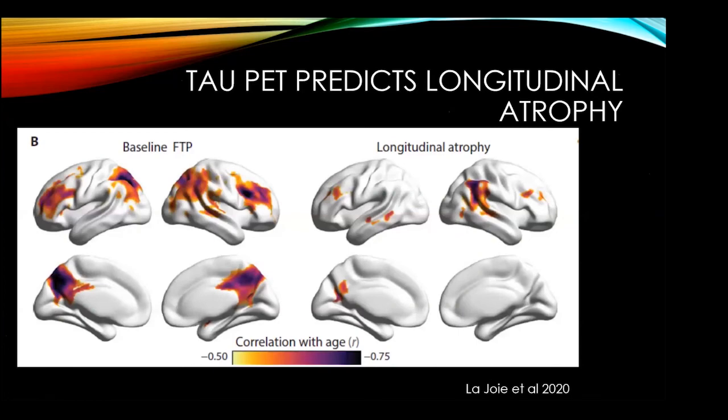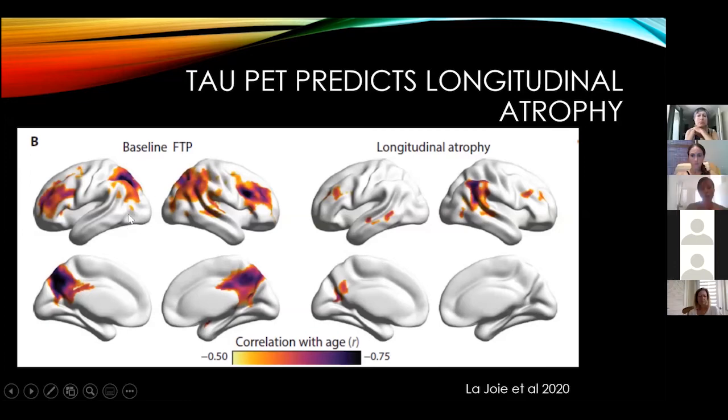There's also a relationship, as you would expect. Emilie showed you those curves earlier, and we were talking about how amyloid and tau happen earlier and we get atrophy later. This group up in Berkeley looked at tau PET and how that relates to longitudinal atrophy. You'll see that regions of the brain where there was extensive tau PET early on show more atrophy in the future. So it predicts atrophy in the future.